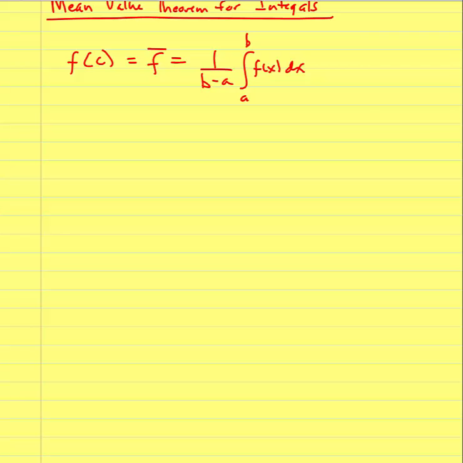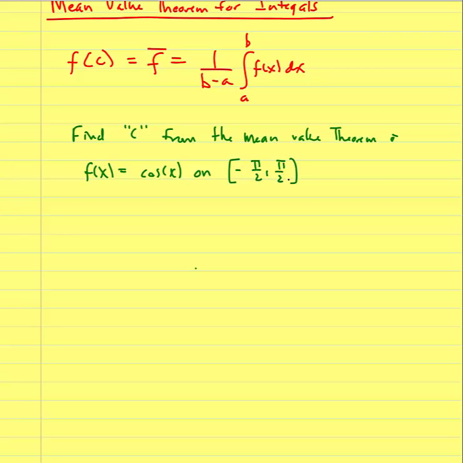So let's go ahead and look at the value of c. We want to find the value of c for the function. Let's do a trig function. So find c from the mean value theorem. Let's use that trig function f of x equals cosine of x, and let's do negative pi over 2 to pi over 2. Okay, so let's go ahead and set this up.